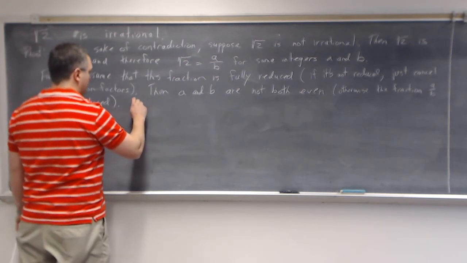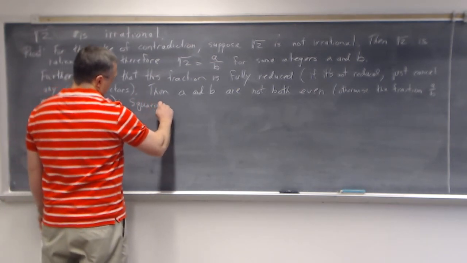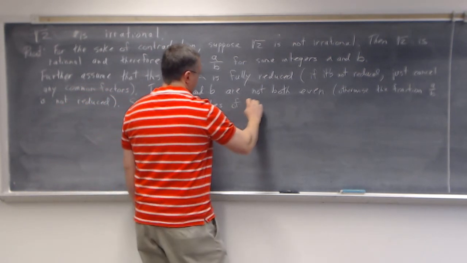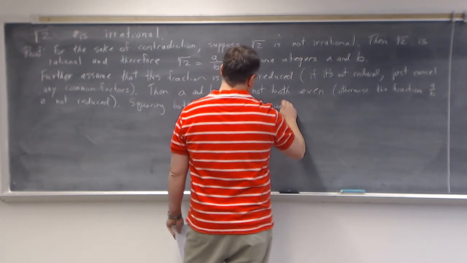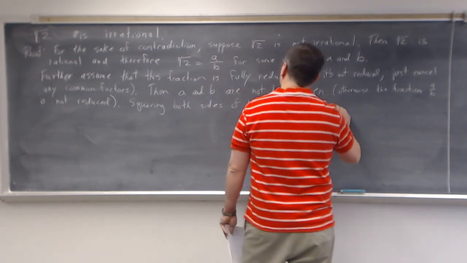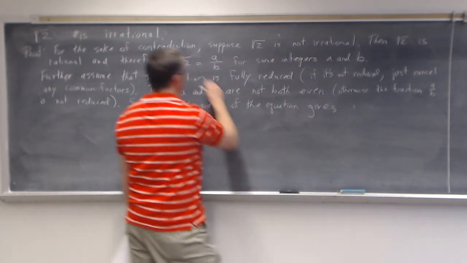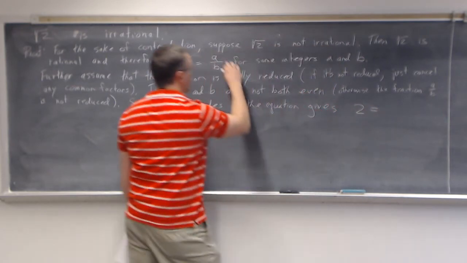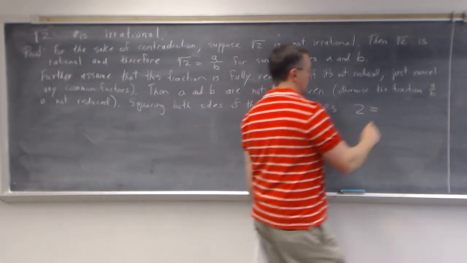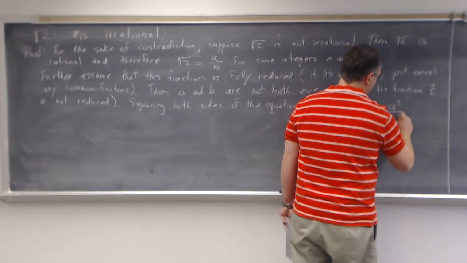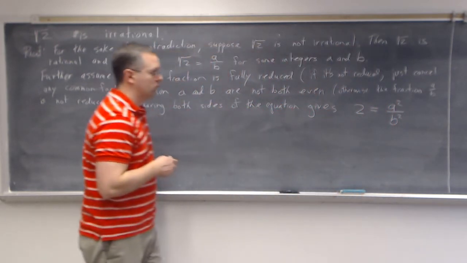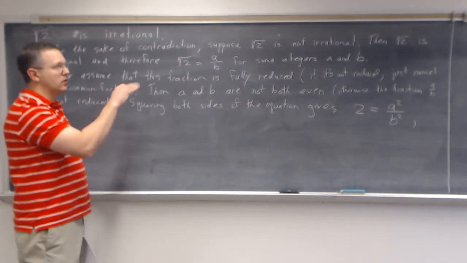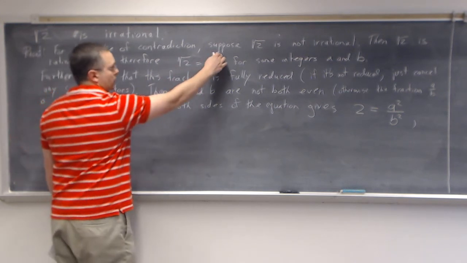Let's square both sides of this equation. Squaring both sides of the equation gives, well, when you square the square root of 2, you would just get 2. So 2 equals, and then square the right side, I can square the numerator and denominator, and I get a squared over b squared. Any questions about that? So square both sides of the equation.